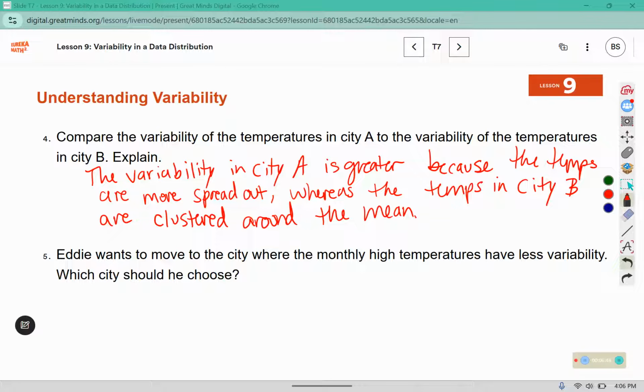Eddie wants to move to the city where the monthly temperatures have less variability. So which city should he choose? He should choose City B. There is less variability in City B because they're grouped closer to the mean.